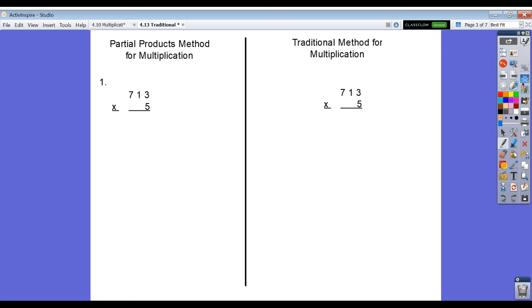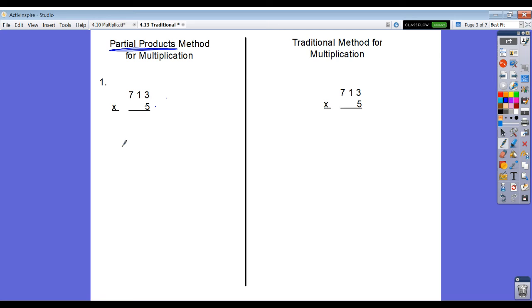So now let's look at a 3-digit by 1-digit. And I want you to first try partial products, which you know well. So pause the video and just try this out with the partial products method. Play back when you're ready to see the answer.